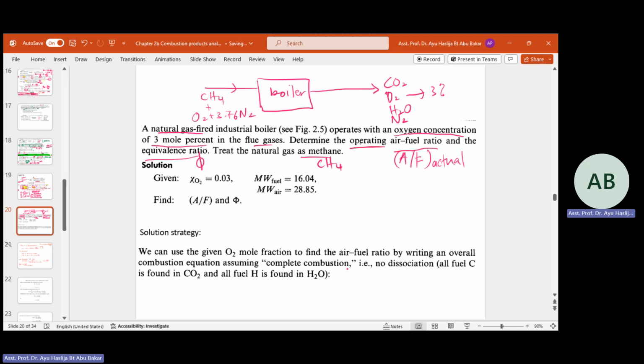Okay, so first thing first, we need to find the combustion equation. Here they already gave the tips: use the given O2 to find the air-fuel ratio by writing an overall combustion equation, assuming complete combustion. Okay, no dissociation. That means all fuel C is converted to CO2, H is converted to H2O. No CO.